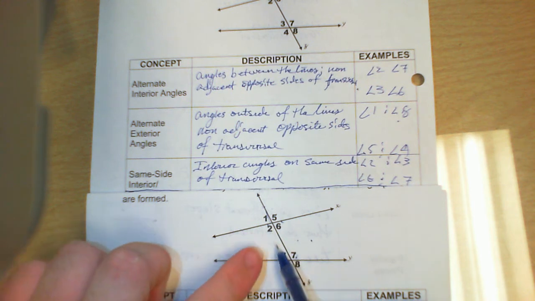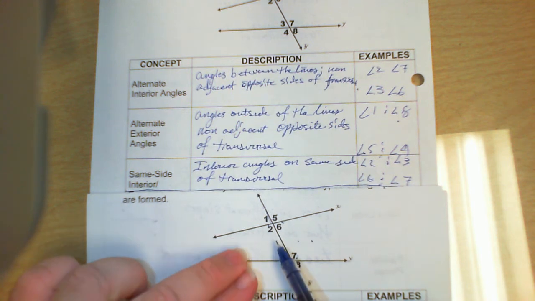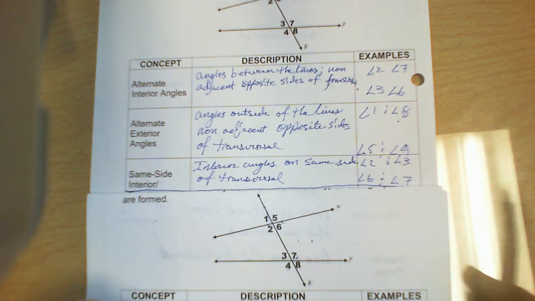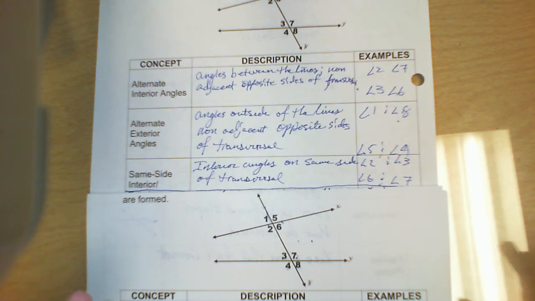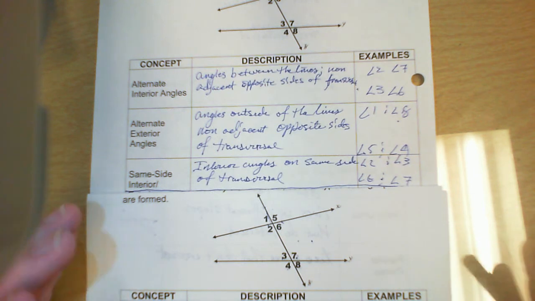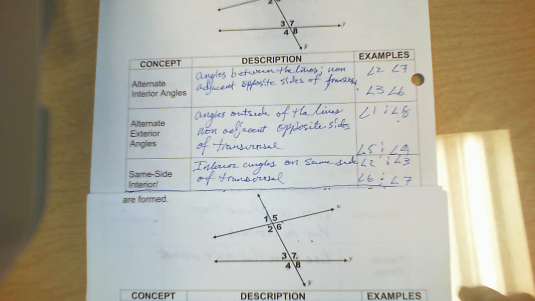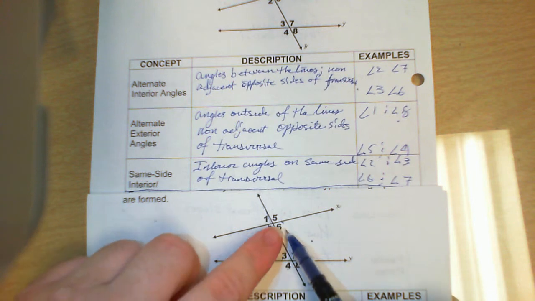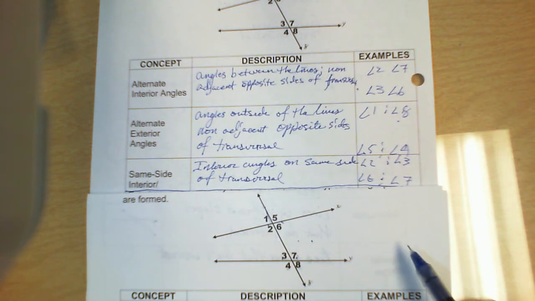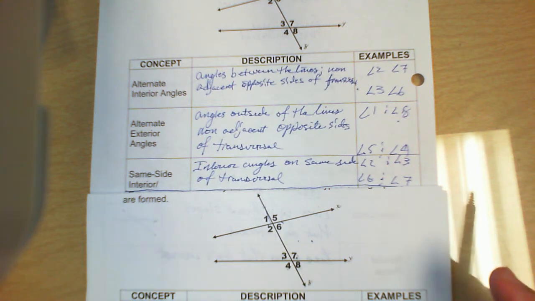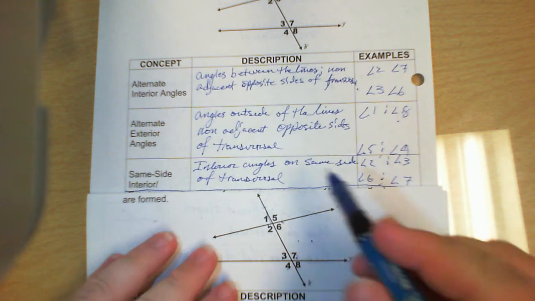So, for example, 2 and 3, they're on the inside, and they're on the same side. Inside and same side, inside and same side. Trying to make a jingle here, it's not working, but okay. So, for example, 2 and 3 and 6 and 7. They're on the same side and they're interior.